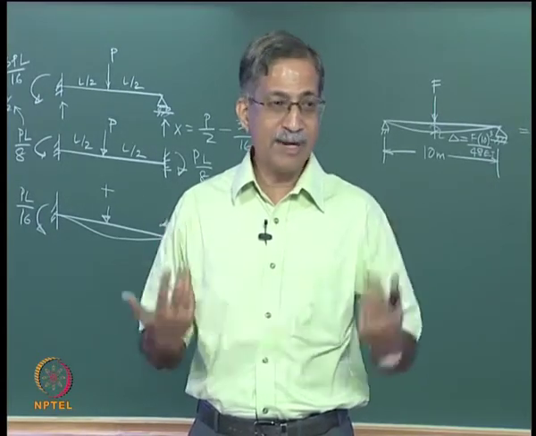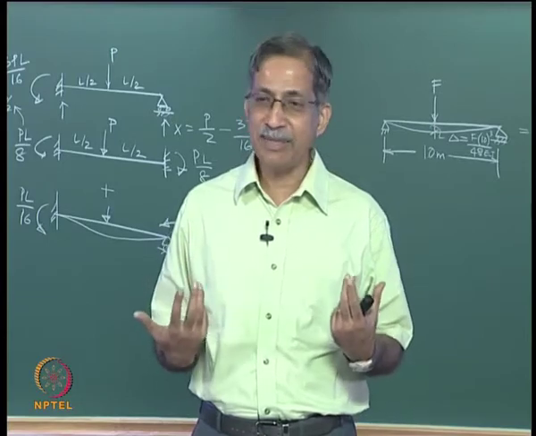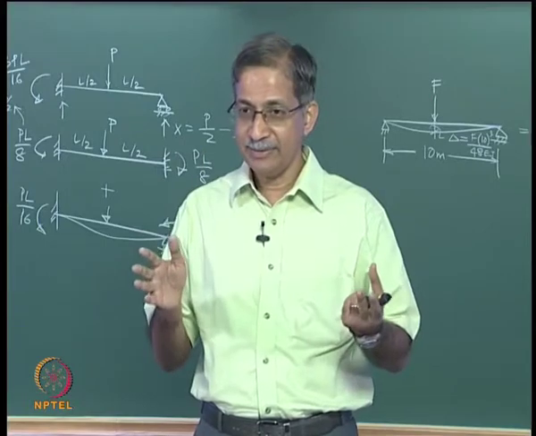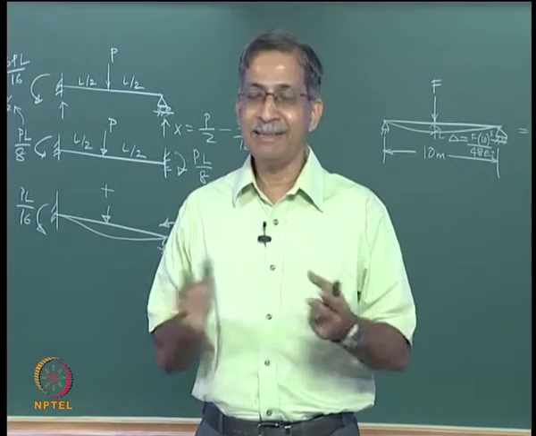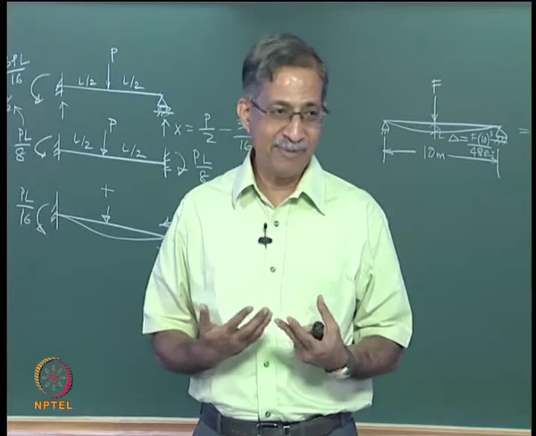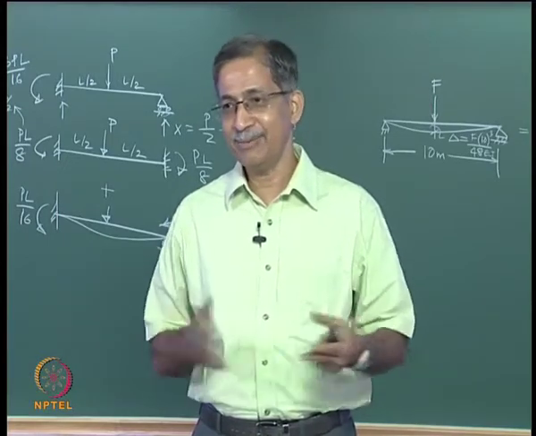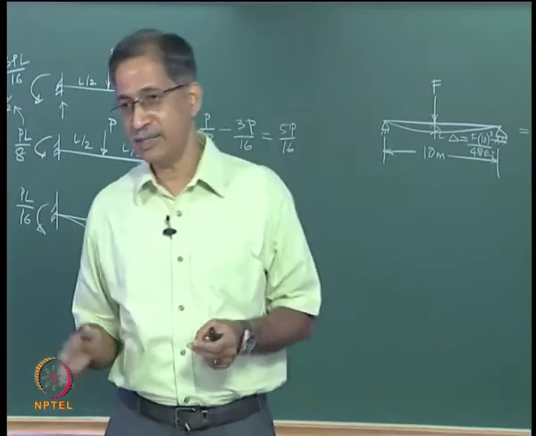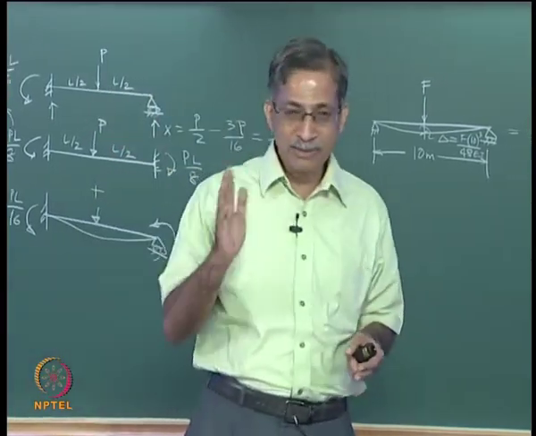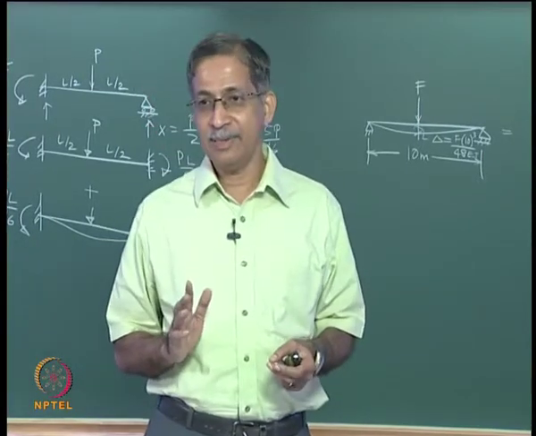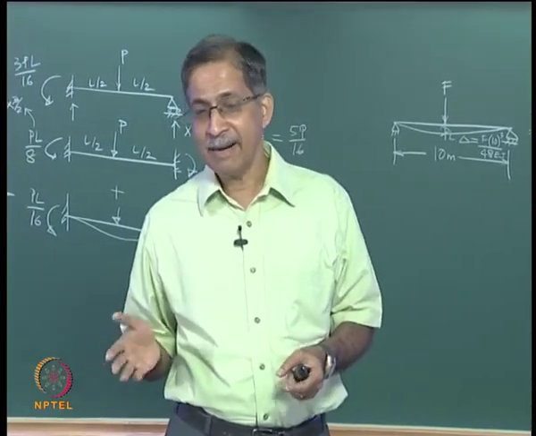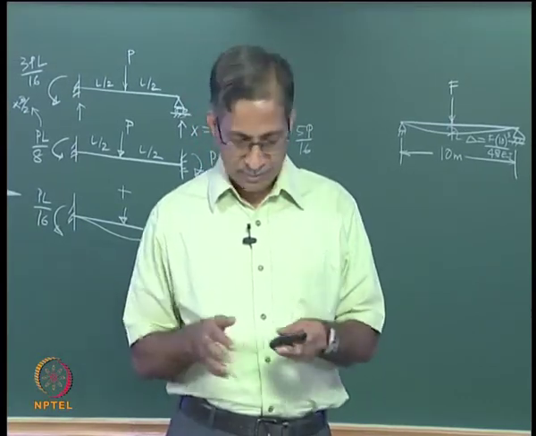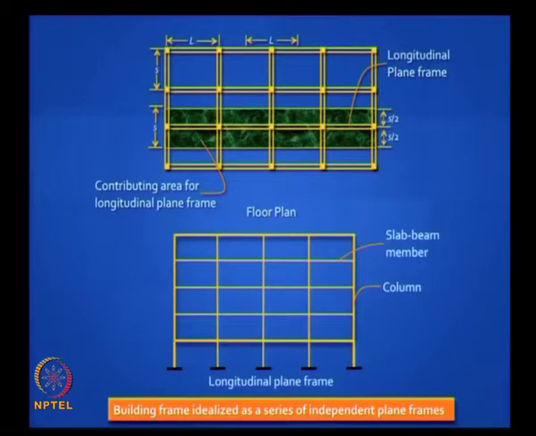They all, because all the frames are identical, let us say. If all the frames have the same size of beams and columns, they have the same lateral stiffnesses. So they really take the same load. So if you have the total load F at any floor level, you just have to divide it by as many frames as there are. Supposing the frames are non-identical, then you will apportion the load in proportion to their relative stiffnesses. The stiffer frames will attract more load than the less stiff ones. This is some general knowledge.